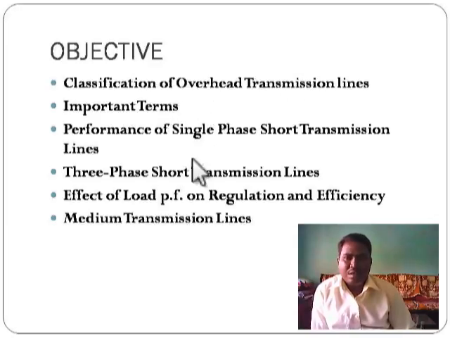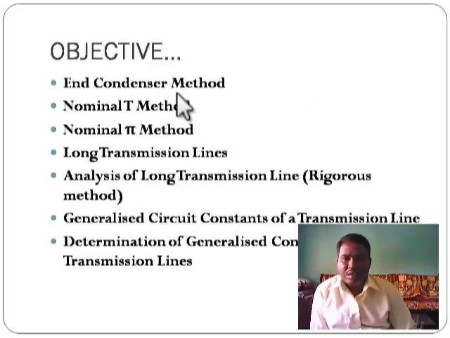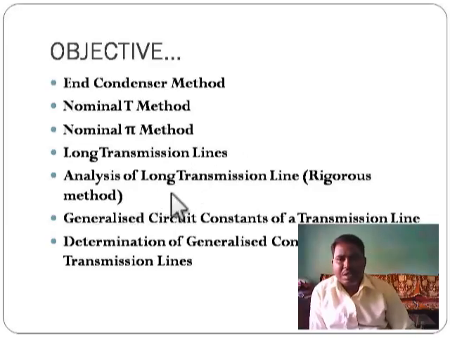performance of transmission lines, and the performance of single phase short transmission lines and three phase short transmission lines. Next is the effect of load power factor on regulation and efficiency. Medium transmission lines: in medium transmission lines, we have three classifications: end condenser method, nominal T method, and nominal pi method. Long transmission lines: in the long transmission lines, we have to analyze the transmission line using the rigorous method. And next is the generalized circuit constants of the transmission line.